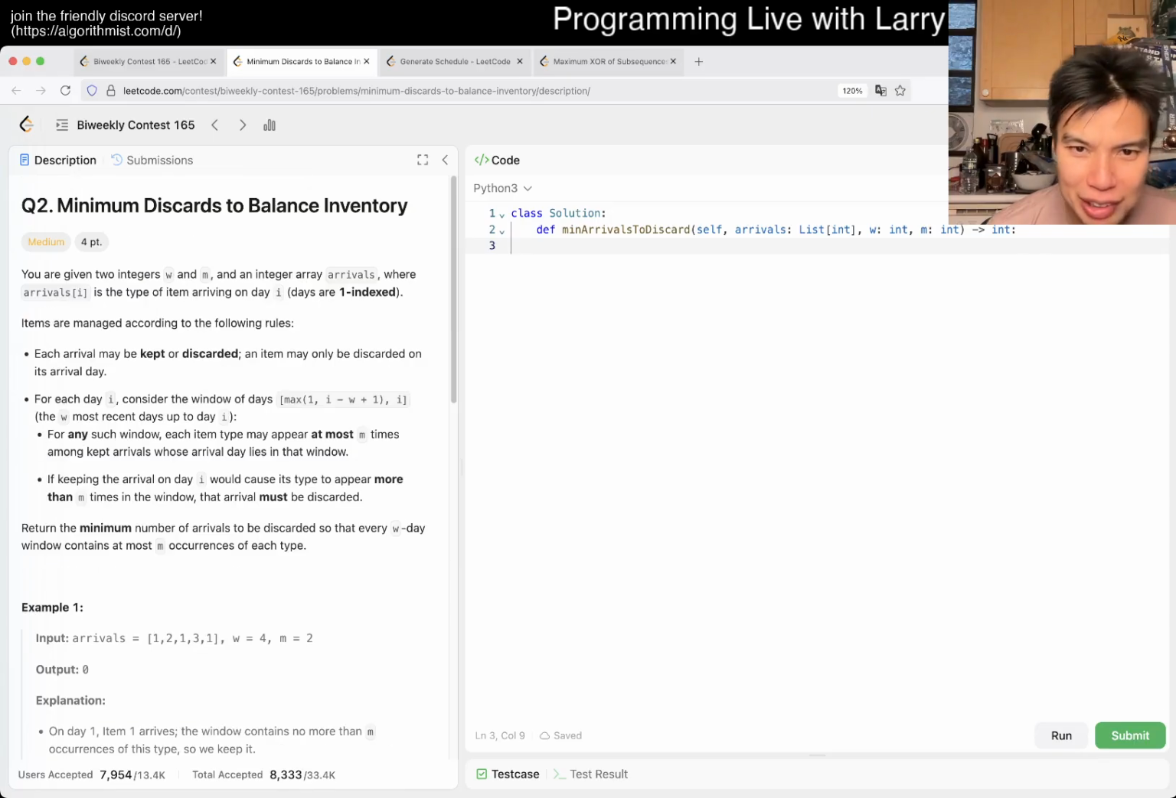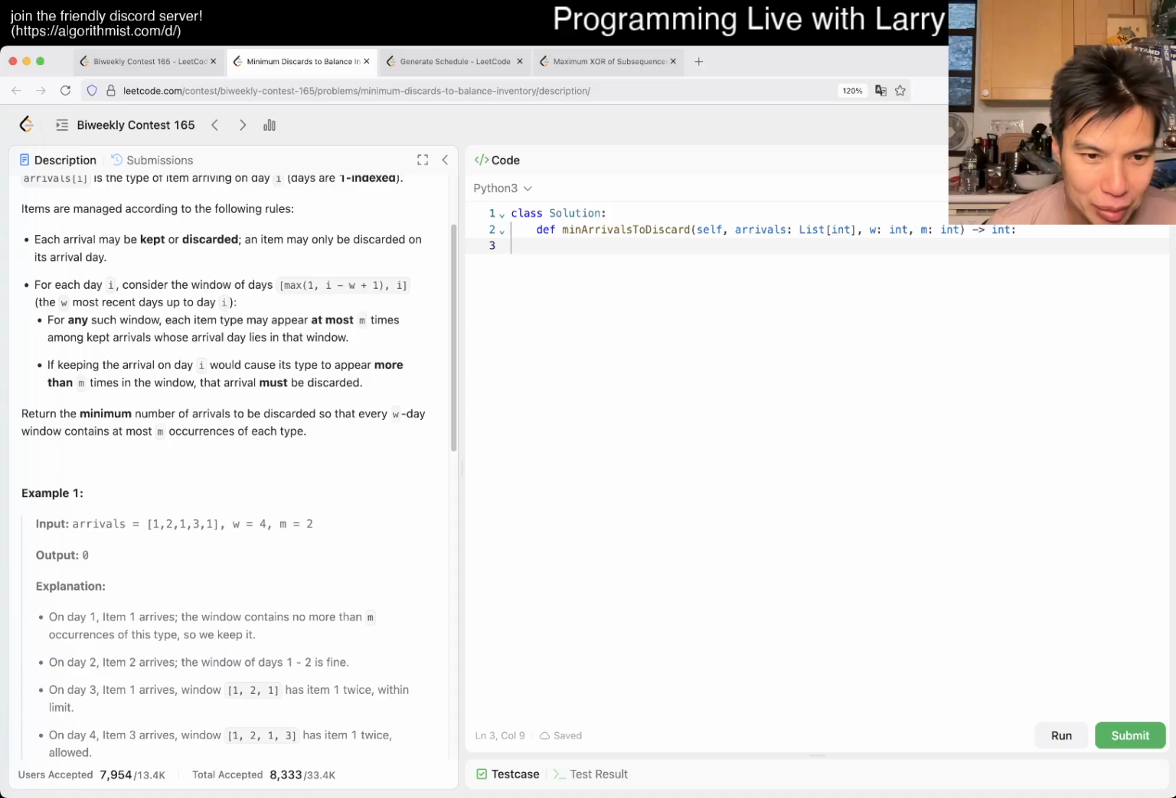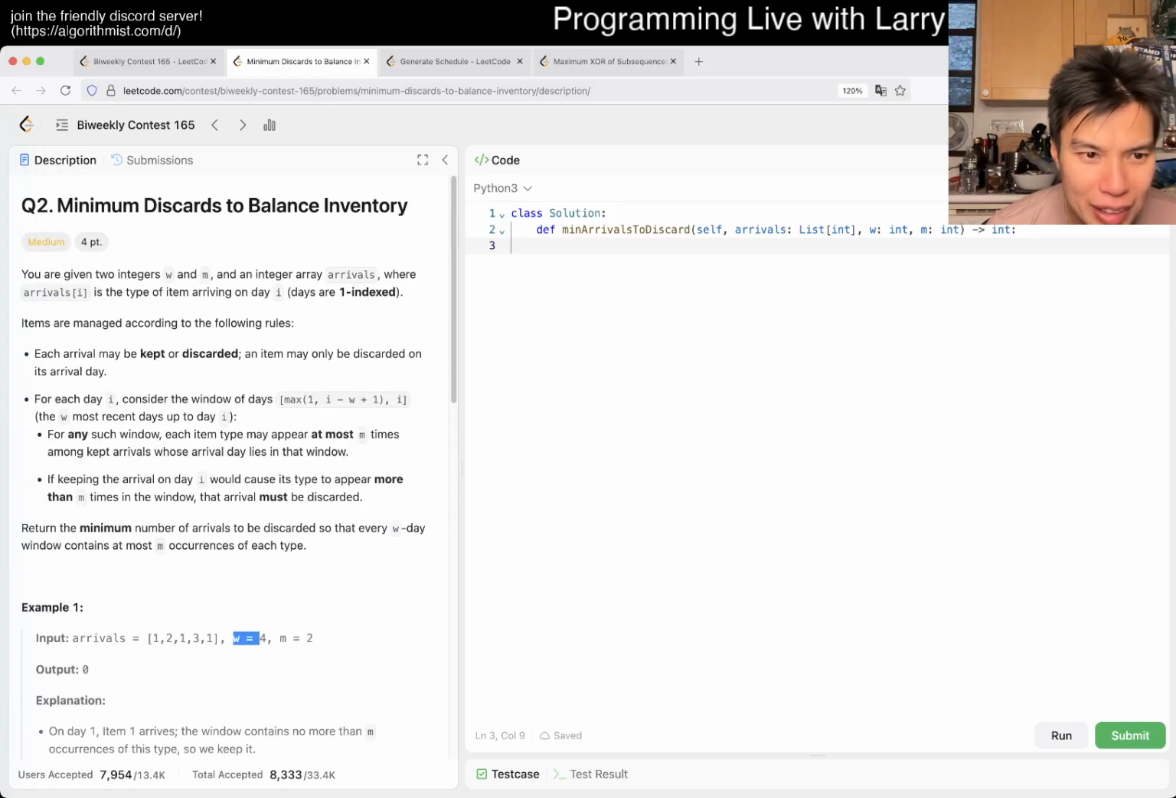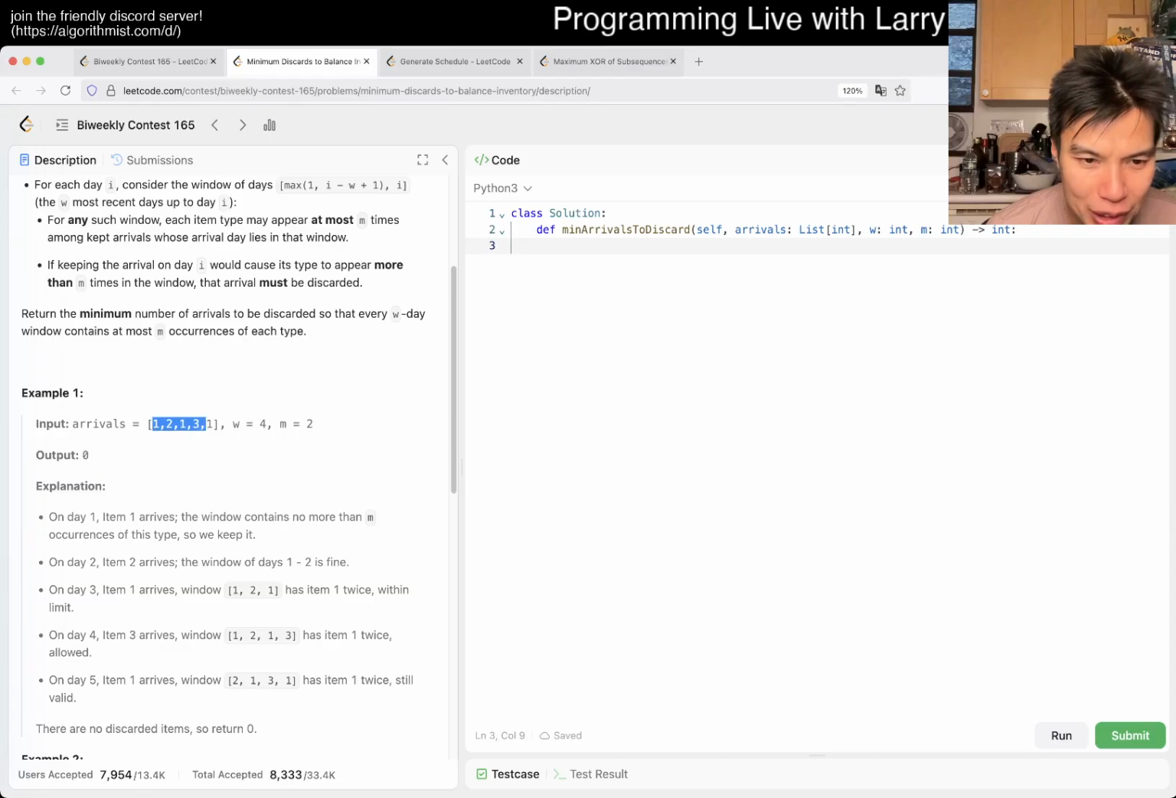Man, this is a very confusingly worded problem. I mean, I don't find it that bad. All right, let's take a look at the example. It's W again. It's the lookup, the sliding window, because we have these 4 and M is 2, so this is good.